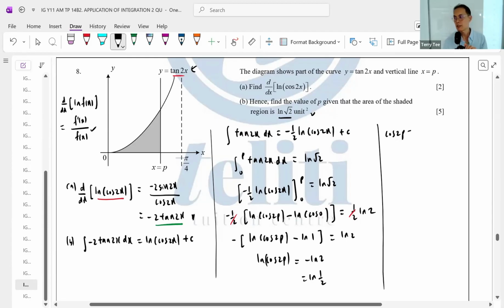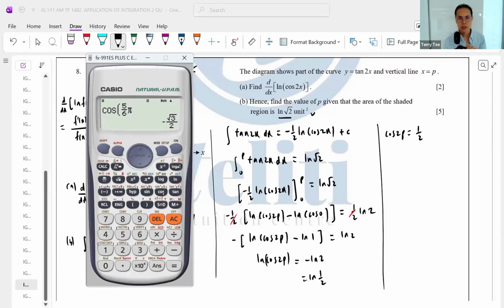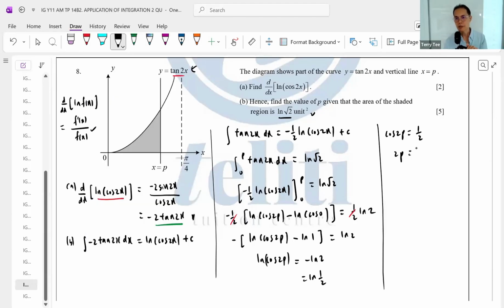Now with that we can compare. Cos 2p is now half. We inverse ln, inverse cos. Find your reference angle. This is in radian, pi over 3. So 2p is pi over 3. Now, you don't have to go and find the reference angle, then minus. You know why? Because there's only one answer. This is quadrant 1. So what's your p? Pi over 3, you divide by 2, pi over 6. p is pi over 6.